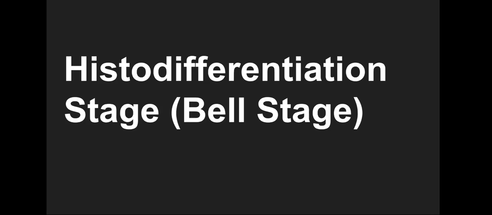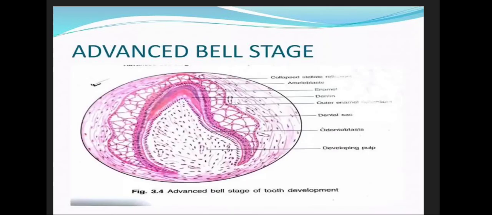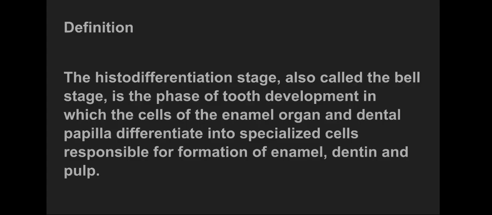Okay, next is the bell stage. This is the early bell stage diagram. Here you can see both the early and late bell stage. Next is the advanced bell stage, also known as the late bell stage. This is the diagram.